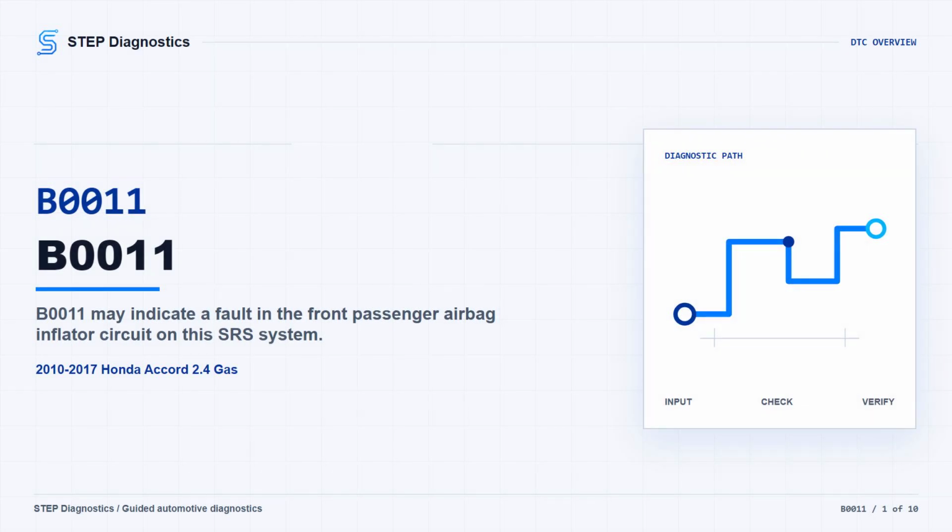On this Accord, B0011 is an SRS fault that may point to the front passenger airbag inflator circuit. The driver may simply see an SRS warning light, and the system may limit normal airbag operation while the fault is present. In broad terms, this can involve the passenger airbag inflator side, the dashboard harness, the SRS unit connector, or the SRS unit itself.